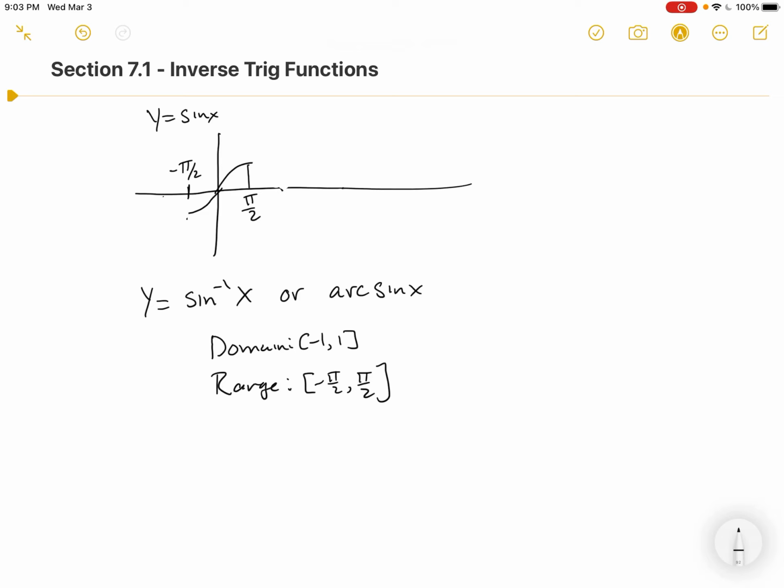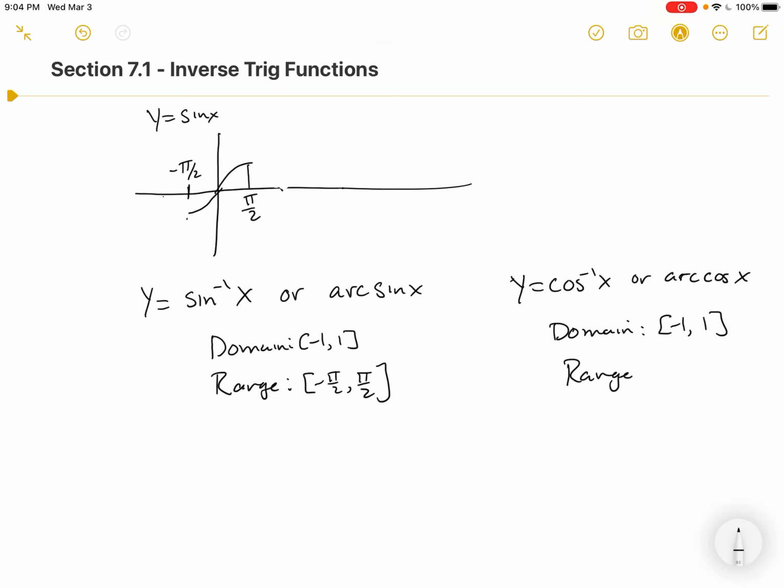Similarly, if we were to do the same thing for cosine, remember, if you have cosine inverse of x, or arc cosine of x, both of those are the same thing as you remember in your previous class. Your domain is still negative 1 to 1 because cosine never went outside of that.